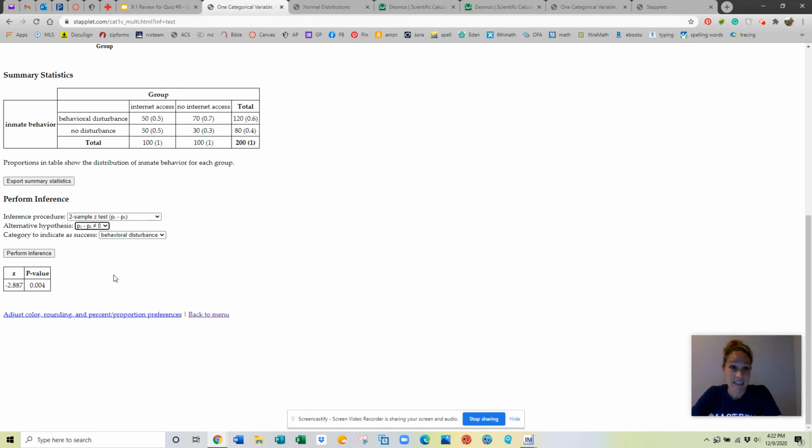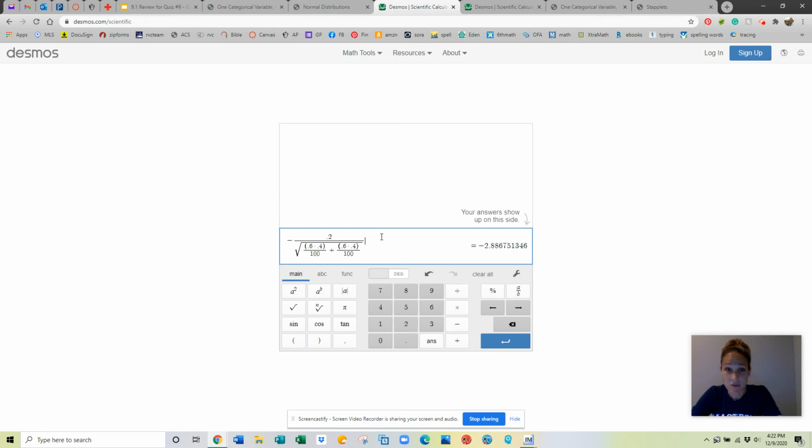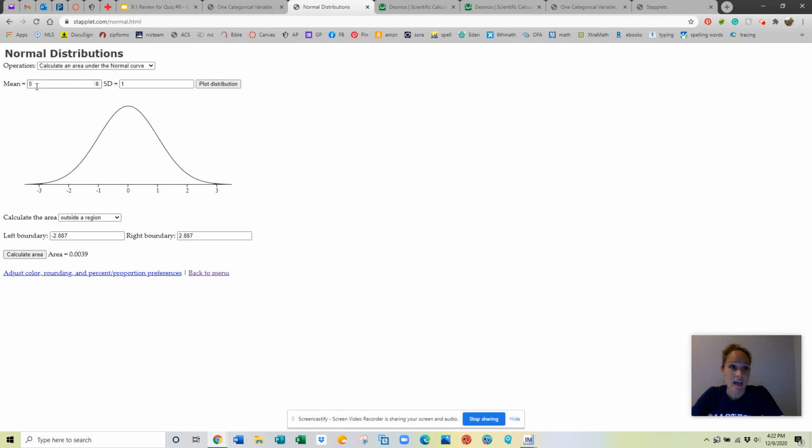So if I had done this a different way, if I had gone and entered all of those values into my formula, and remember that we're using p-hat combined, Stapplet already did that for you, okay? If you want to do it the old-fashioned way and plug it in, we still got the same exact test statistic here. Then if I took that value and looked at a normal distribution, because this is a standardized value, that means mean of 0 and standard deviation of 1, I'm negative 2.887 standard deviations below the mean.